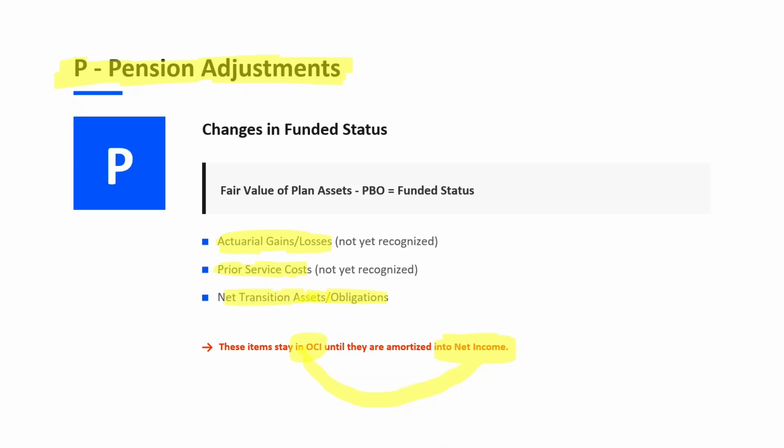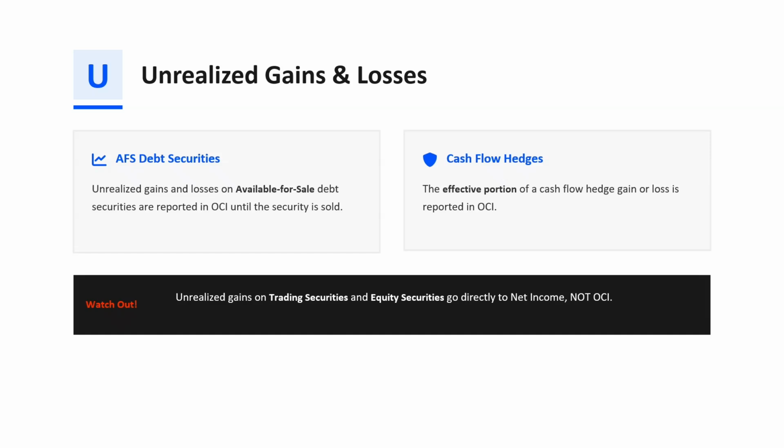This basically gives that information to the readers of the financial statements. Okay, and U in the PUFI mnemonic stands for unrealized gains and losses. Here you may ask, okay, I remember that the trading securities, they go to net income, which is true. So there's a distinction here, and in the exam, they like to ask that distinction. So if there's an unrealized gain on trading securities or equity securities, they directly go to net income.